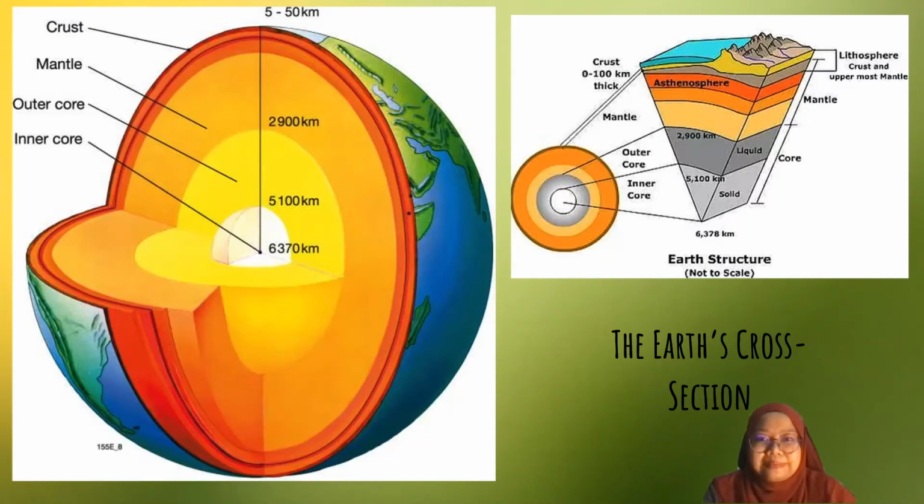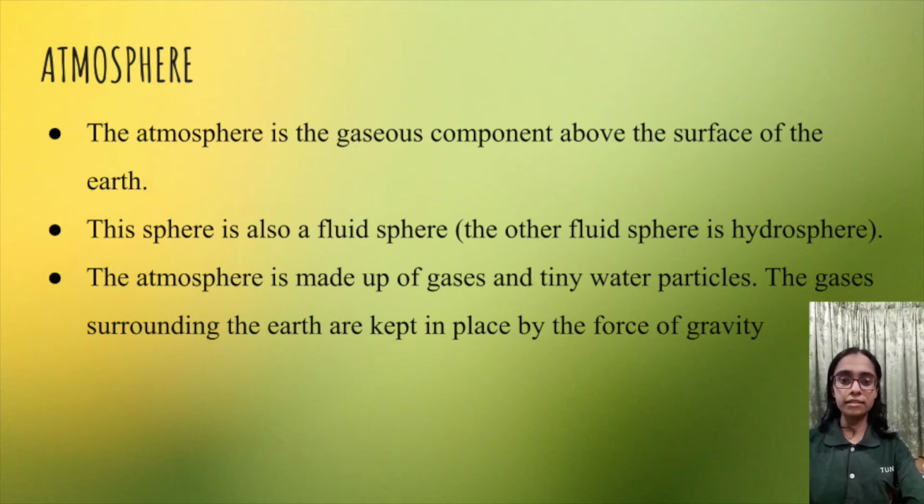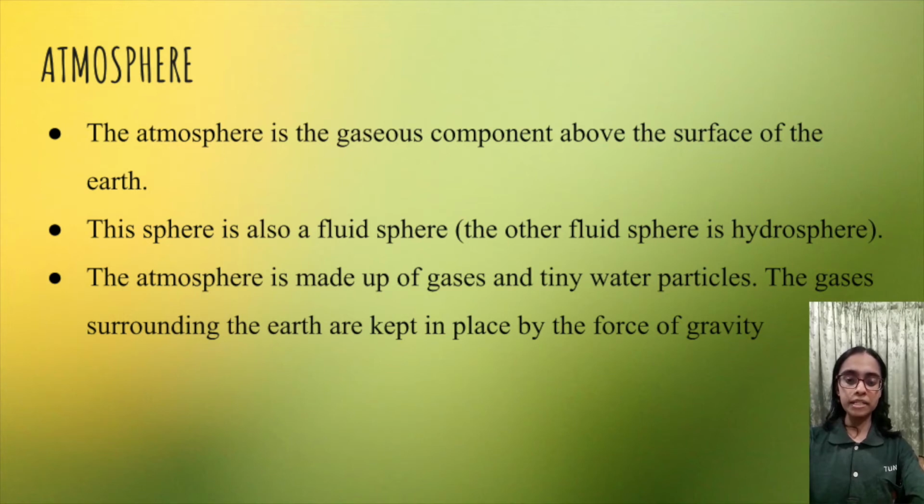Thank you very much. Next, I will be explaining about the atmosphere. The atmosphere is the gaseous component above the surface of the Earth. This sphere is also a fluid sphere. There is one other fluid sphere, and that is the hydrosphere. The atmosphere is made up of gases and tiny water particles. The gases surrounding the Earth are kept in place by the force of gravity.